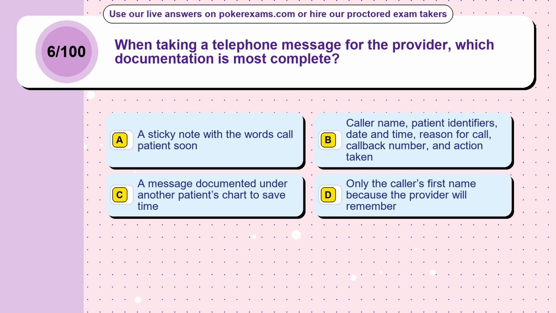Question 6. When taking a telephone message for the provider, which documentation is most complete? Option A. A sticky note with the words "Call patient soon." Option B. Caller name, patient identifiers, date and time, reason for call, callback number, and action taken. Option C. A message documented under another patient's chart to save time. Option D. Only the caller's first name because the provider will remember.